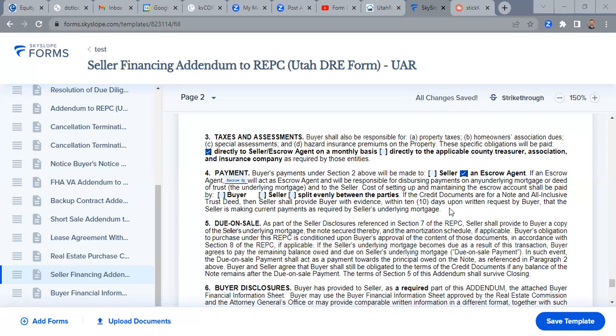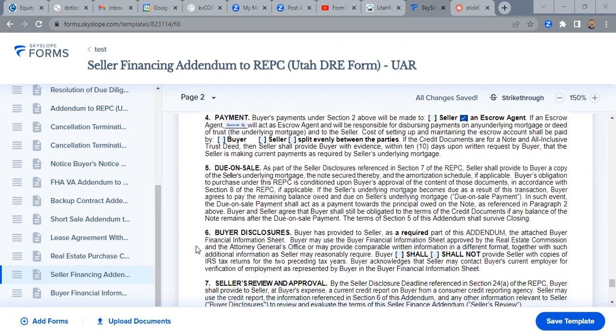All right. So if the credit documents are for a note and all-inclusive trust deed, then the seller shall provide buyer with evidence within 10 days upon written request by buyer that the seller is making their current payments as required by the seller's underlying mortgage. So again, when you're paying Escrow Specialists, they automatically pay that underlying mortgage for you. That removes that risk for the buyer. It does cost a little bit more here, but it gives everybody peace of mind that that underlying mortgage is being paid.